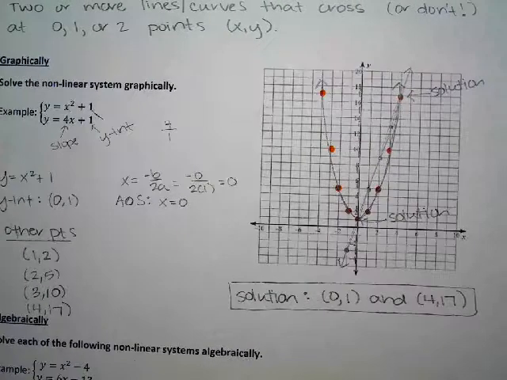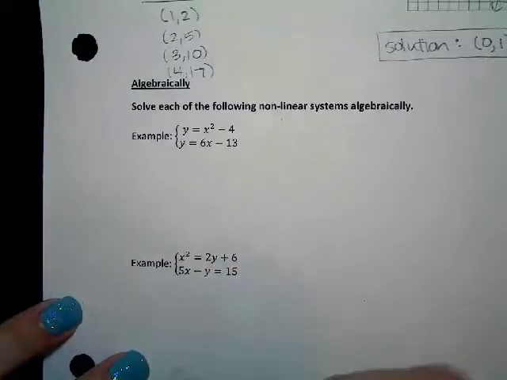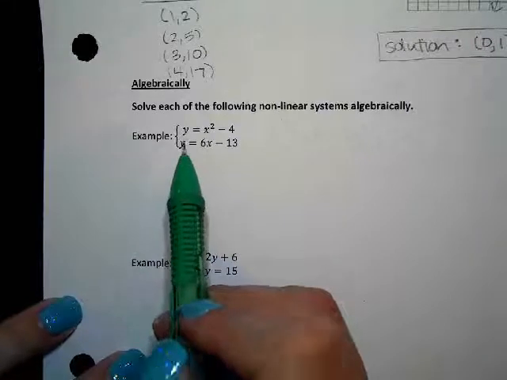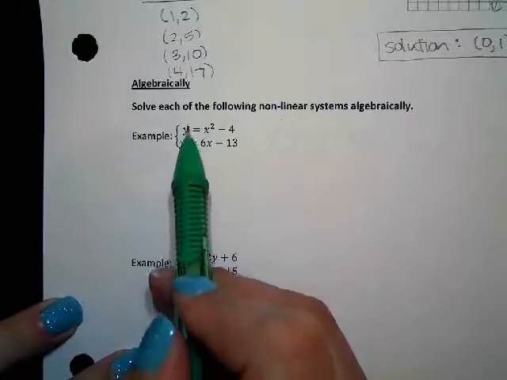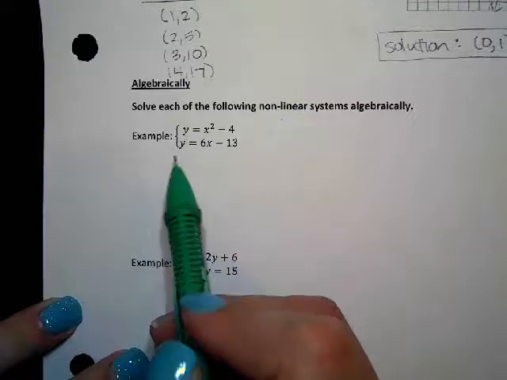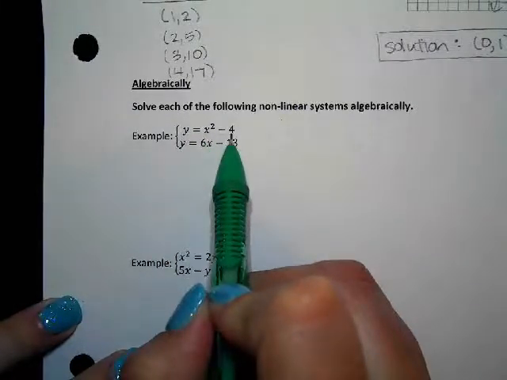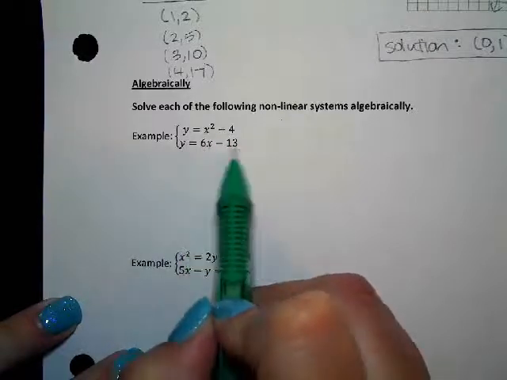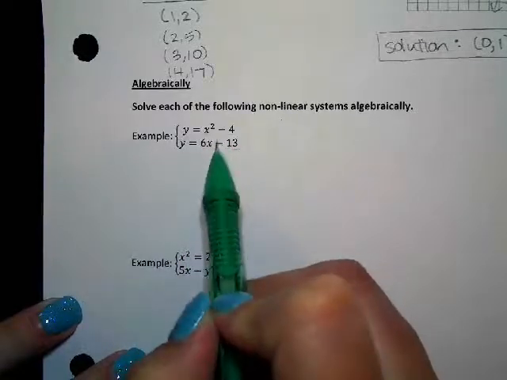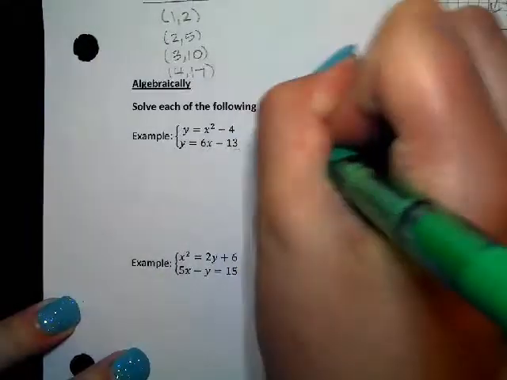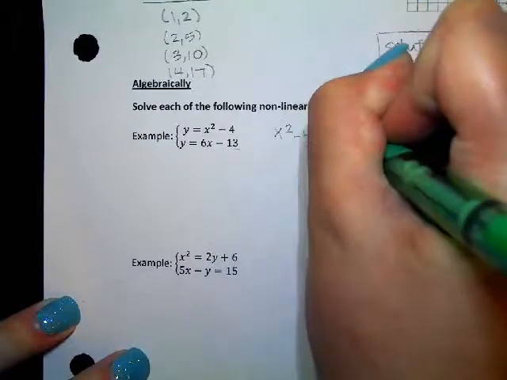Algebraically means we do it completely by hand. We do not graph anything. All right. So for this one, when you have problems like this, where both of the y's are already isolated, you say, okay, if y equals this and y equals this, then these 2 things must equal each other. So we're going to say x squared minus 4 should equal 6x minus 13.